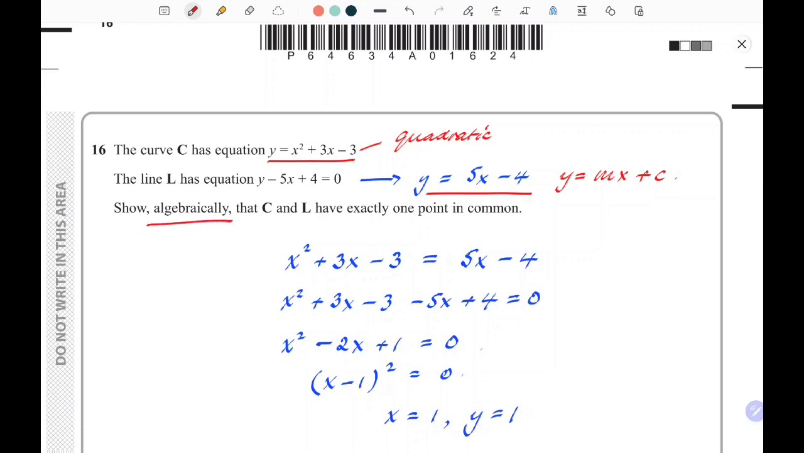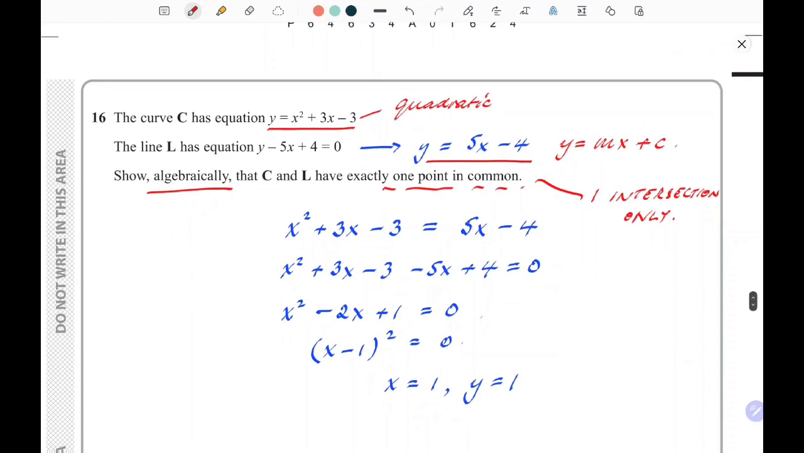It's got to be done mathematically through algebra, that they have exactly 1 point in common, meaning it's got one intersection only. Okay, so the first thing we do to find a point of intersection is we're going to equate the two graphs, the two y values. Okay, effectively we're saying y1 equals y2. So x squared plus 3x minus 3 equals 5x minus 4.